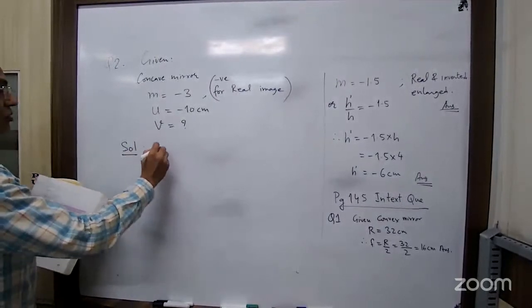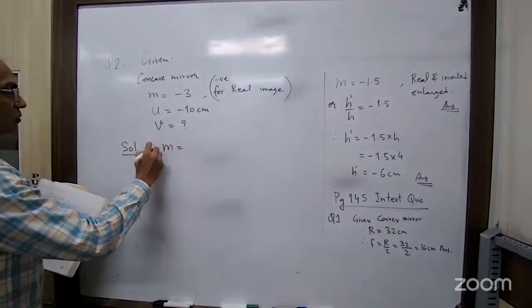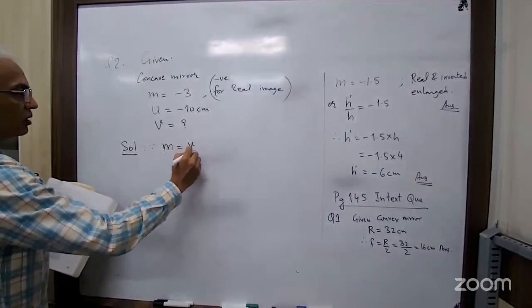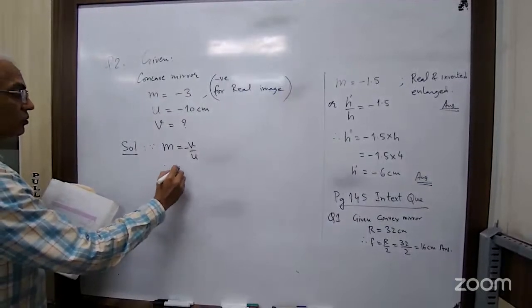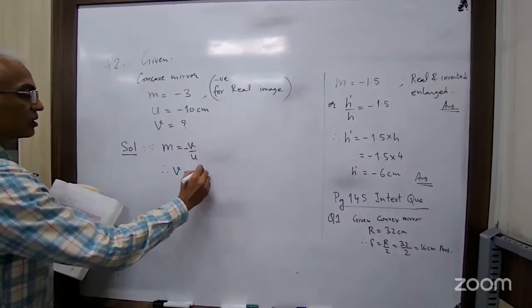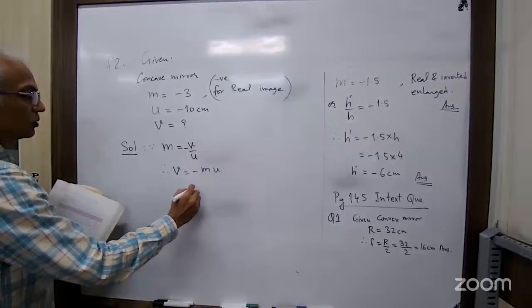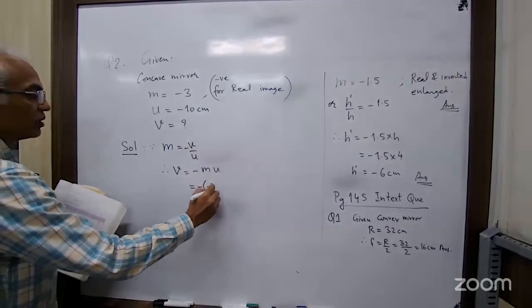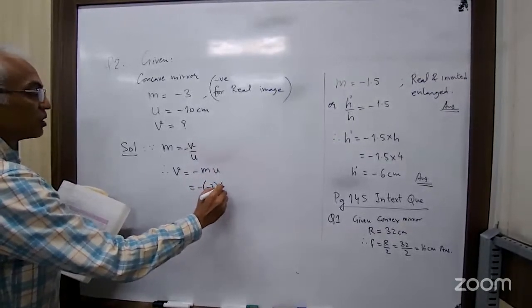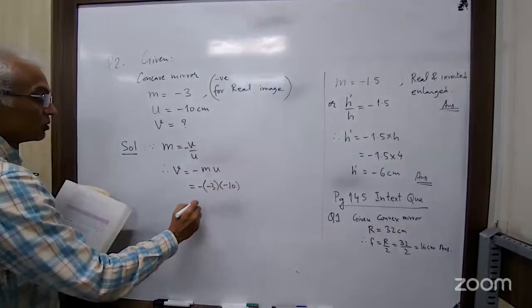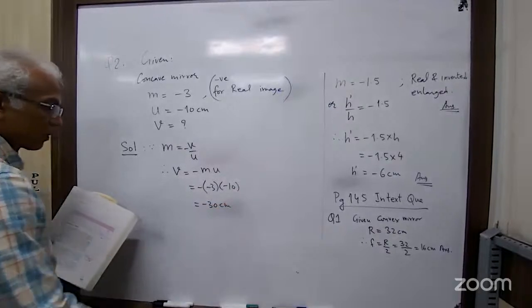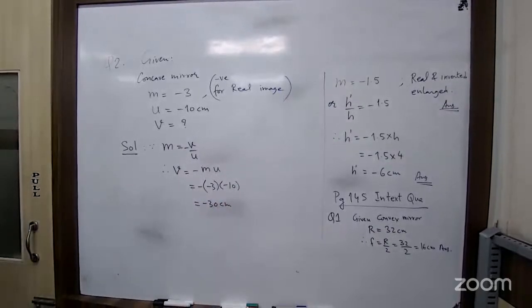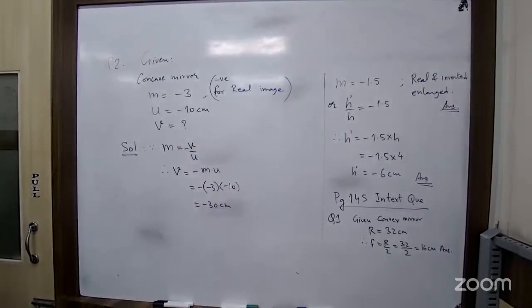So solution. m is equal to v by u. Therefore, v is equal to minus m u. What is m? Minus 3. u is minus 10. So minus times minus, this becomes minus 30. So you have to be careful.